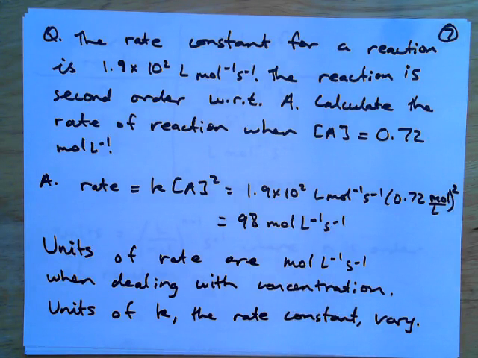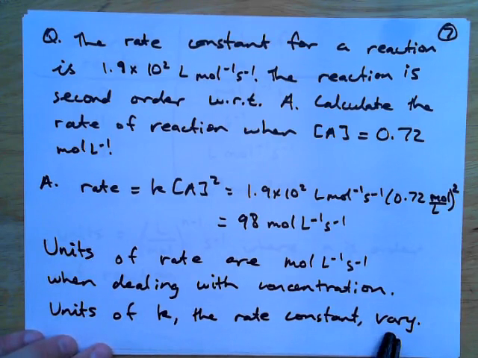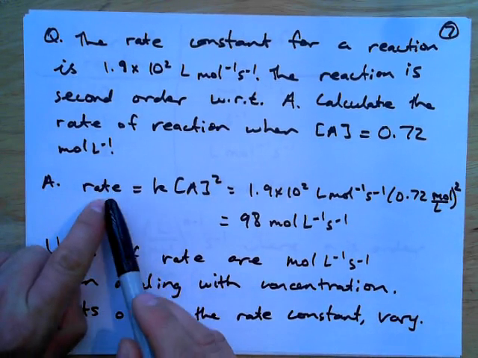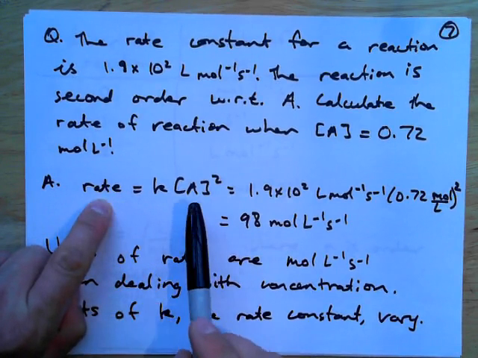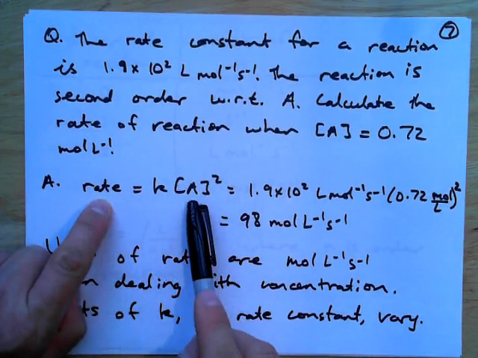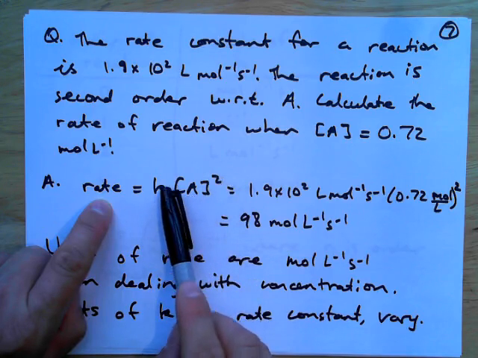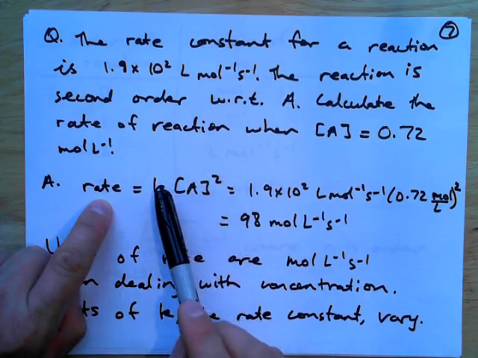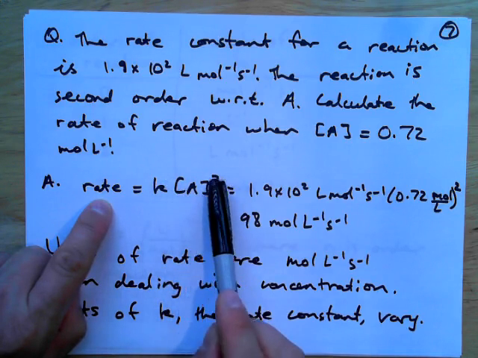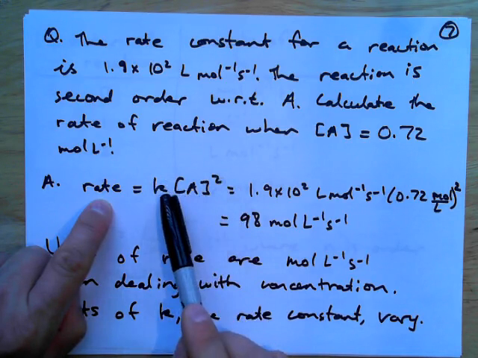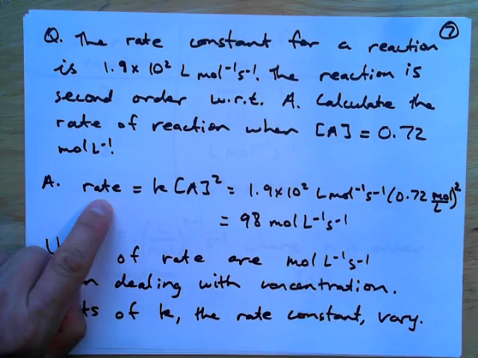Okay, so the units of k, the rate constant, do vary. Because we need to maintain this rate as moles per litre per second, then these units here, at the moment the unit for A is moles per litre, and so the squared means it's going to be moles squared per litre squared, and so k will have to change in order to be able to multiply the units from the k and the concentration term to still end up with the units for the rate being mole per litre per second.